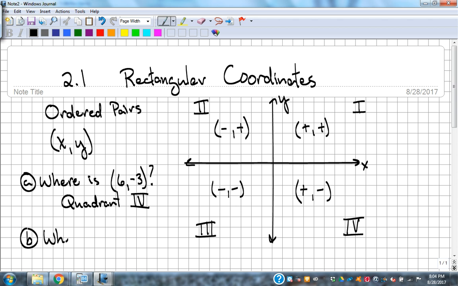Example B, where is 0, 7? Ooh, that's a tough one. It's in between. 0, 7 would be 0 in the x direction, 7 in the y direction. So it's up here, between 1 and 2, but it's right on what? The y-axis. The y-axis is the dividing line. It's not really quadrant 1. It's not really quadrant 2. So that location for 0, 7 is actually on the y-axis. If you're on an axis, you can't be in a quadrant because you're just teetering on the edge.